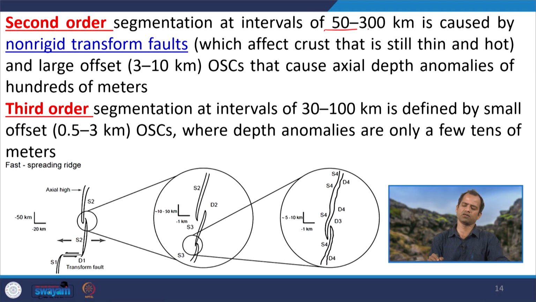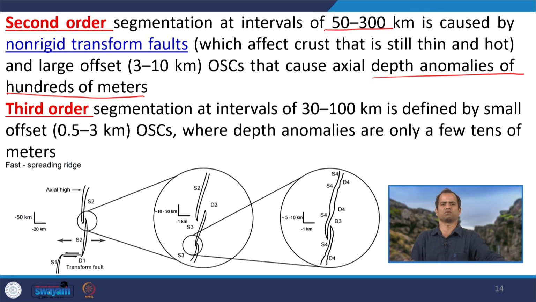Now, coming to the second order discontinuity, second order segmentation, it is an interval of 50 to 300 kilometer and it is caused by non-rigid transform fault, which affects crust that is still thin and hot, with a large offset of around 3 to 10 kilometer. OCS cause axial depth anomalies of hundreds of meters. Earlier it was large axial depth anomalies, but here the axial depth is about hundreds of meters.